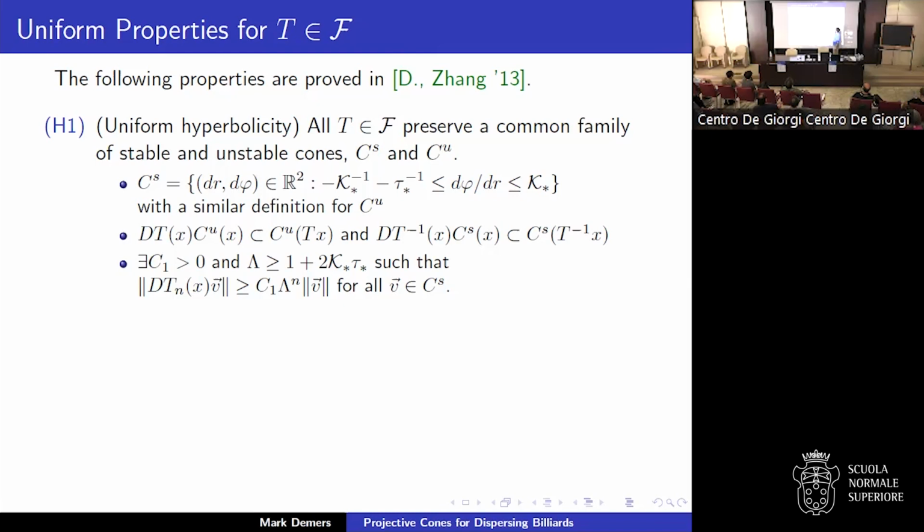oh, that's a typo. That should be a negative K star. The stable cone has a negative slope, and then flip it around, make everything positive for the unstable cone. And there it gets strictly contracted on the dynamics, right? Backwards for the stable cone is strictly contracted, forwards for the unstable cone. And then you have minimum hyperbolicity, lambda. Lambda, the minimum hyperbolicity, is also expressed in terms of K star and tau star. So all the hyperbolicity is determined by that.